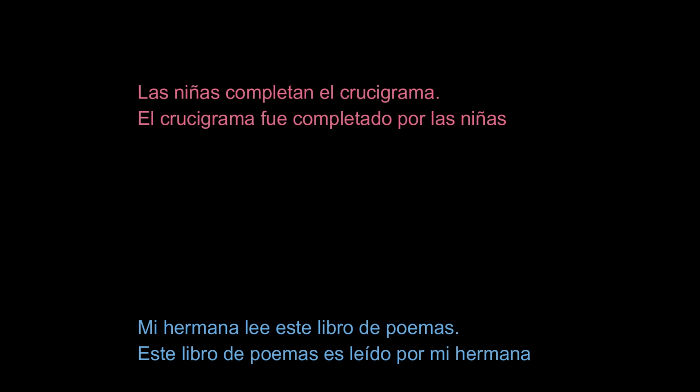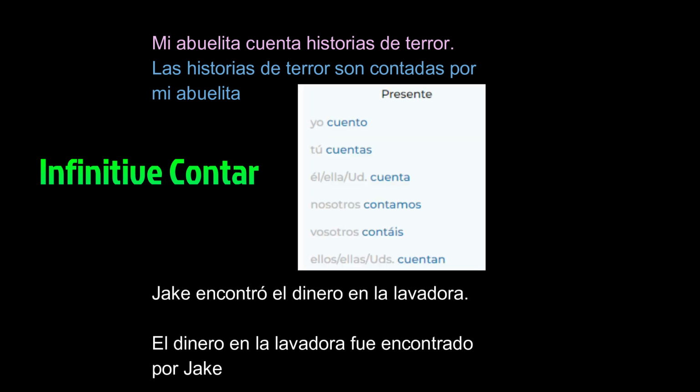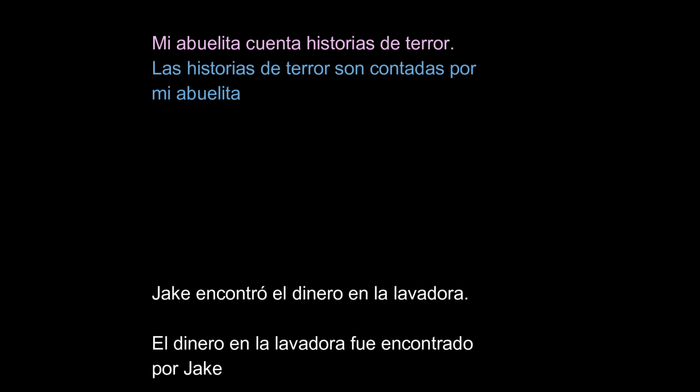Well, let's look at the next set of sentences. The first one, mi abuelita cuenta historias de terror. This is the active form. Las historias de terror son contadas por mi abuelita. This is a passive form. So we know that in the active form, the verb contar is in the third person singular. The object is historias de terror. Now, las historias de terror are becoming the subject in the passive form.